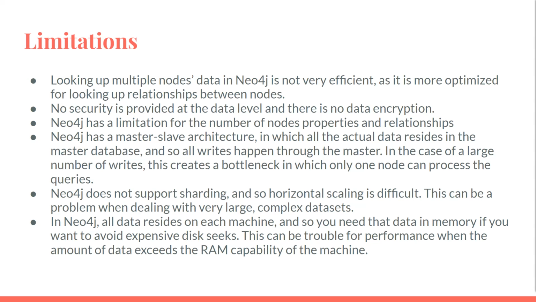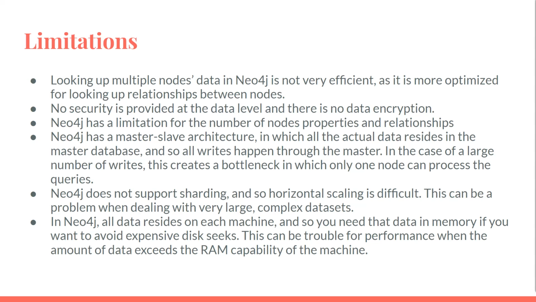So in a case of a large number of writes, this creates a bottleneck in which only one node can process the queries. So this can be a problem because there is no load balancing, because all queries must happen through the master database. Going off of this, Neo4j does not support sharding, which is a way of horizontally scaling your database by splitting up a large database into several smaller databases. So this can be a problem when dealing with very large complex data sets.